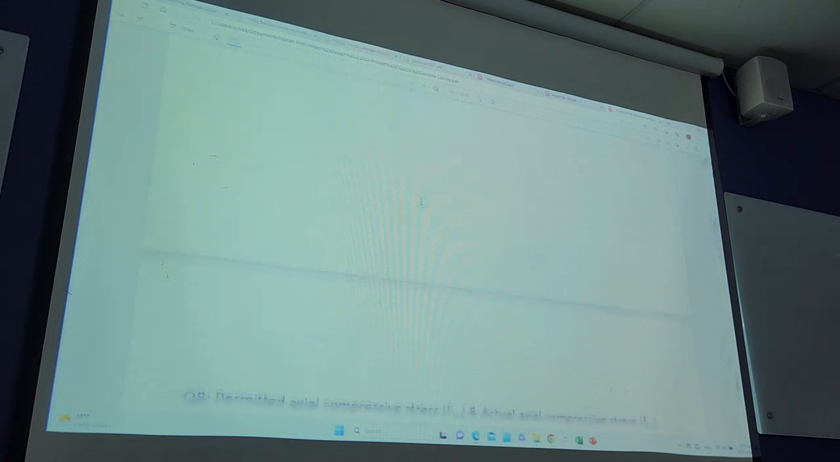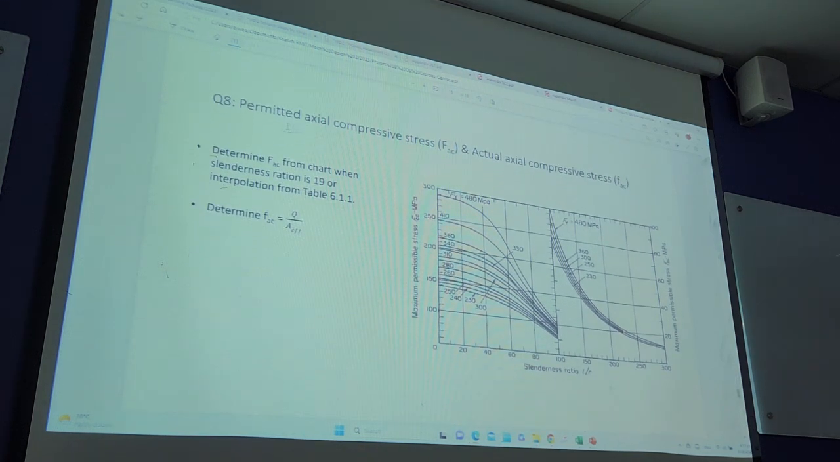So with this, we are able to find the permitted axial compressive stress and the actual axial compressive stress. Permitted is also considered as the maximum permitted axial compressive stress. So you can find it from this chart, or to be more accurate, from the interpolation. Of course, you can use either one of these, and then justify yourself.